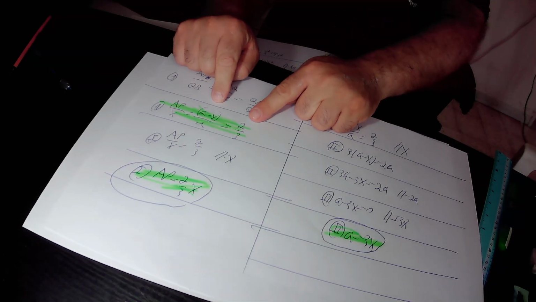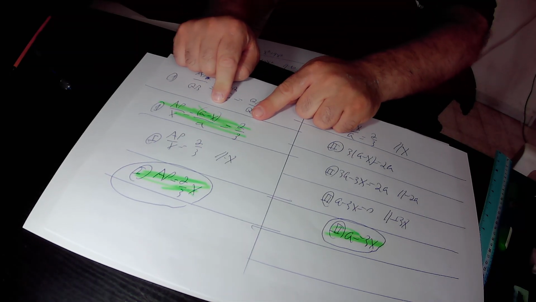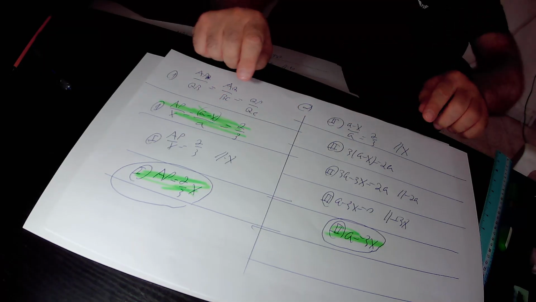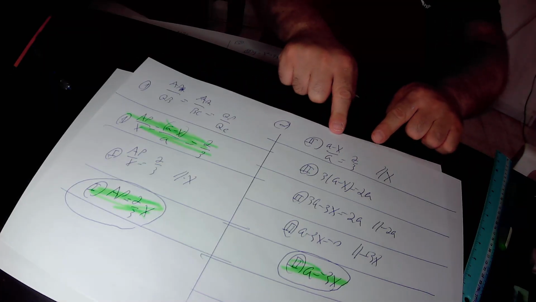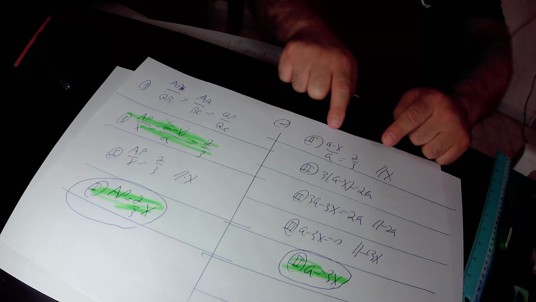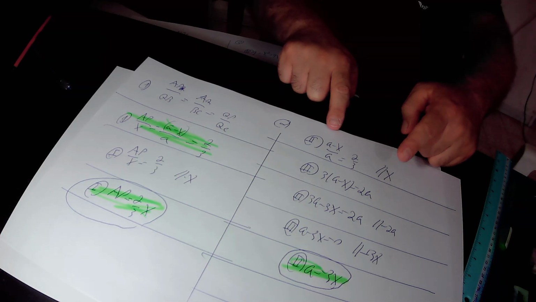Those two expressions are also equal to each other, and therefore we get equation 2 from them. So according to equation 2, A minus X over A equals 2/3. Here we multiply equation 2 by 3A, and finally find that according to equation 2, 3 times A minus X equals 2A.